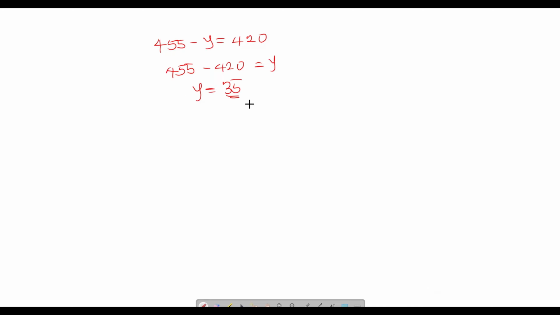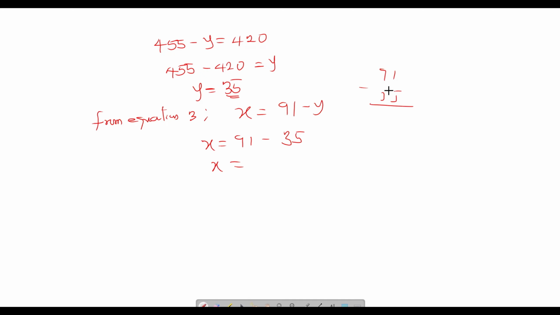y equals 35. So if y equals 35, don't forget, I can easily get my x from equation 3. From equation 3, that says x equals 91 minus y. Since I know what that means, my x will now be 91 minus 35. So it's easy for me to get 91 minus 35. I just do that: 11 minus 5, that's 6. This becomes 8, 8 minus 3, that's 5. So that becomes 56. So that means my x equals 56 and y equals 35.